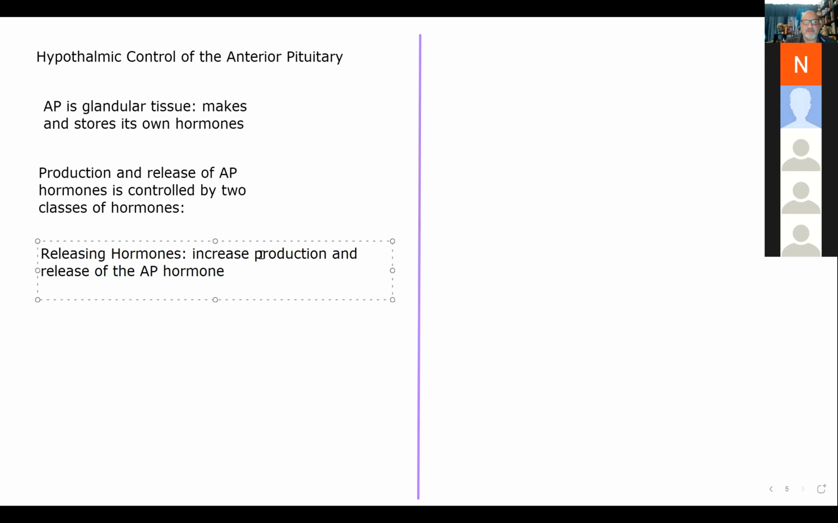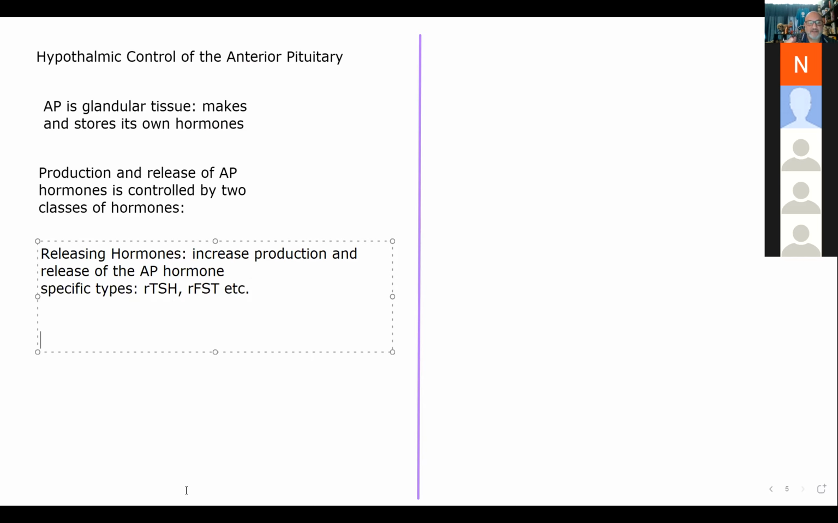Now, again, this is a class of hormones, so there are going to be all sorts of specific types. For example, there is a thyroid stimulating hormone releasing hormone, which tells the anterior pituitary to produce and release more thyroid stimulating hormone. There is a follicle stimulating hormone releasing hormone, right? And so on. So for each hormone we talked about in the anterior pituitary, the hypothalamus makes a specific hormone that tells just that specific portion of the gland to make and release that specific hormone.